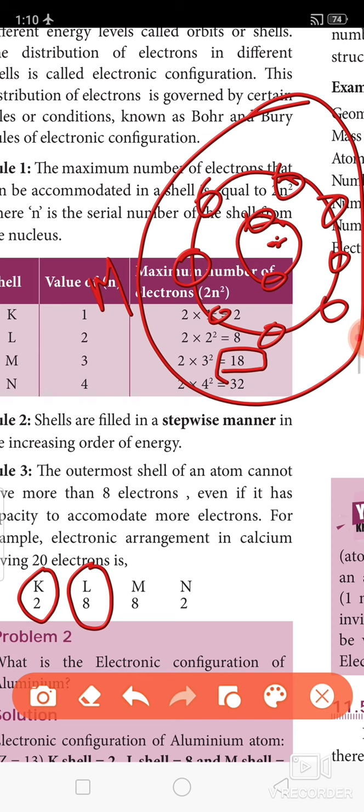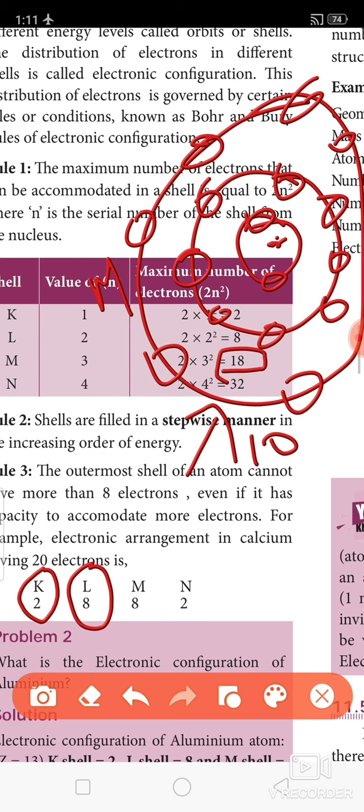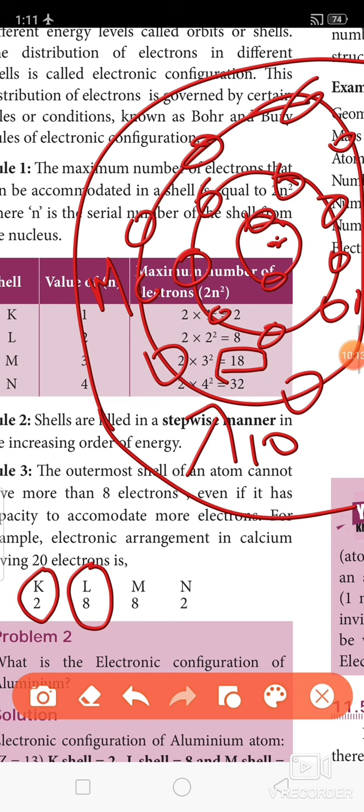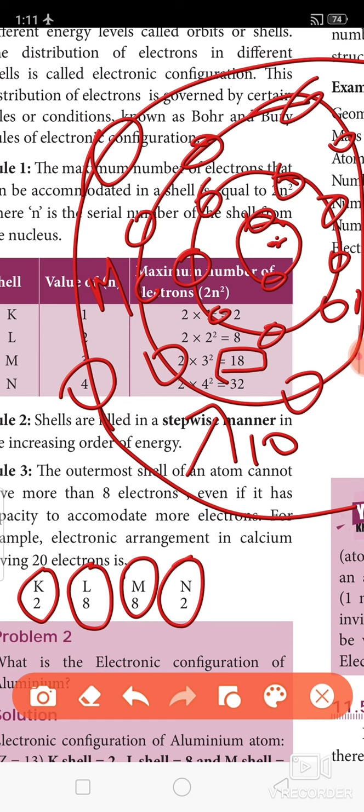But if I place the remaining 10 electrons in this M shell, it can occupy them, but it violates rule 3, because rule 3 says that the outermost orbit should consist of 8 electrons only. So in the M shell I am placing only 8 electrons: 1, 2, 3, 4, 5, 6, 7, 8. The remaining 2 electrons I shifted to the N orbit. Is it clear? Even though M shell can occupy 18 electrons, I am not placing 10 electrons in the M shell since it violates rule 3. So the outermost orbit should consist of 8 or less than 8. So M is equal to 8, N is equal to 2 in the case of calcium.